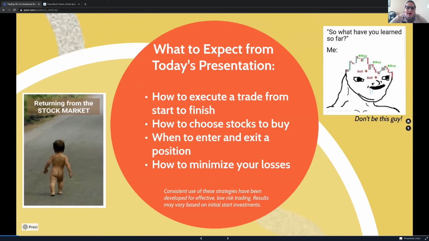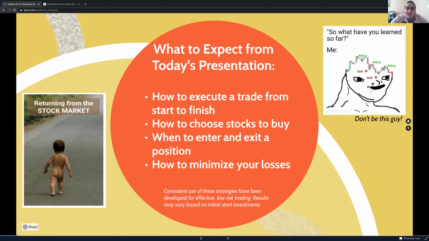All right, so what are we going to expect from today's presentation? I'm going to demonstrate how to choose the stock, and we're going to go through entry, we're going to go through exit, and we're also going to talk about minimizing losses. The point of all of this, as a beginner, is to be focused on minimizing the risk, lowering our risk.